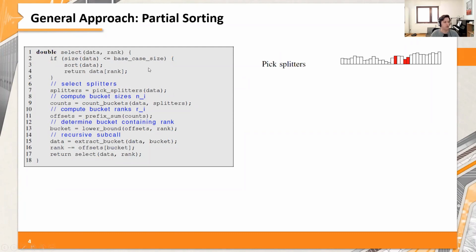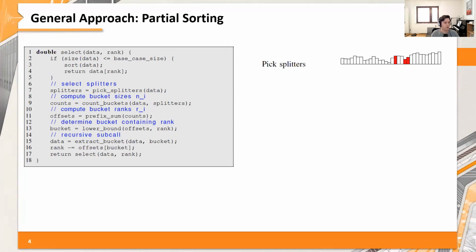But if we're above this base case size, then what we do here is we pick a set of splitters from the input data. Those can be randomly picked, uniformly distributed, or something like that. In this case, if you do a randomized analysis, then usually it's best to pick them at random locations. And you can also do a certain amount of oversampling to make sure that they are well distributed over the input data. But generally, this is orthogonal to the framework itself.